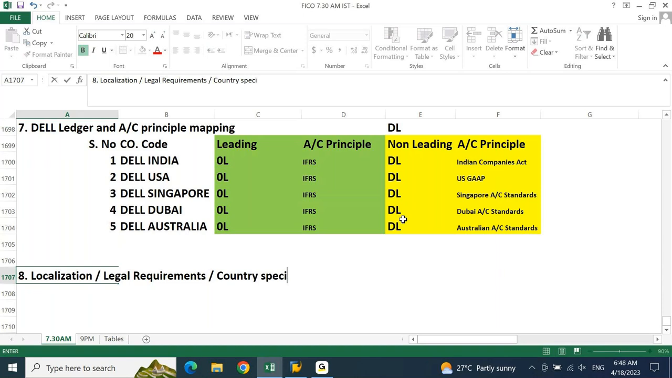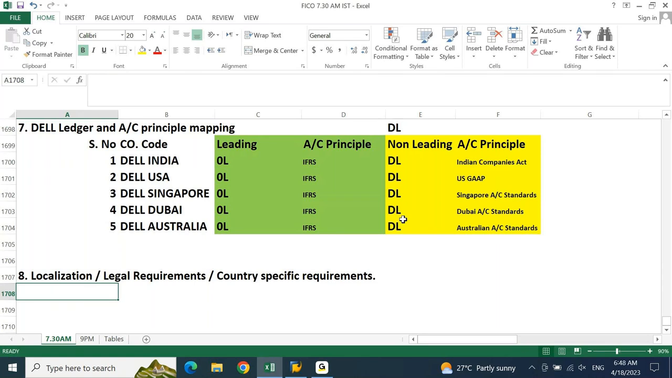Hello sir, what is the use of the extension ledger? I understand leading and non-leading. Once we are clear with leading and non-leading ledger, we will be able to understand the extension or representative underlying ledgers.